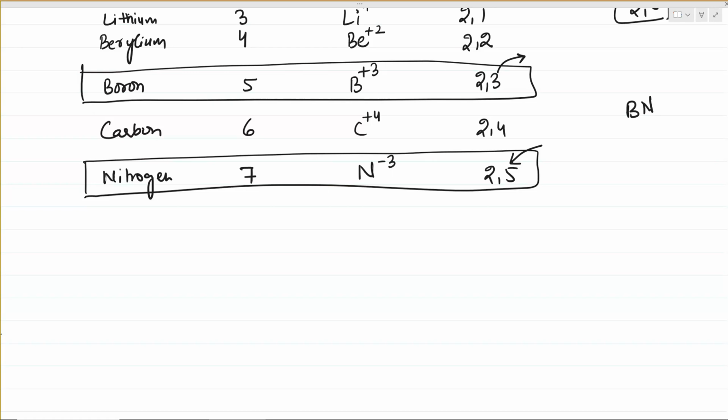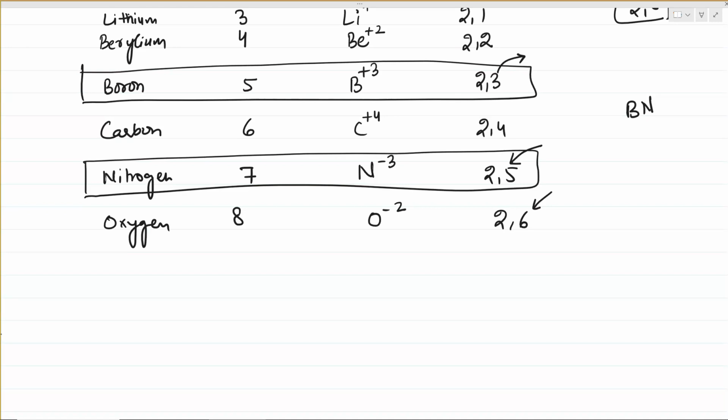And then after the nitrogen, we have oxygen. Oxygen has atomic number 8. Electronic configuration is 2, 6, and it will gain 2 electrons. How many electrons will it gain? It will gain 2, not donate 6, because donating 6 electrons is very difficult. So it will gain 2 electrons. You understood? Yes, sir. So the valency of oxygen will be -2.